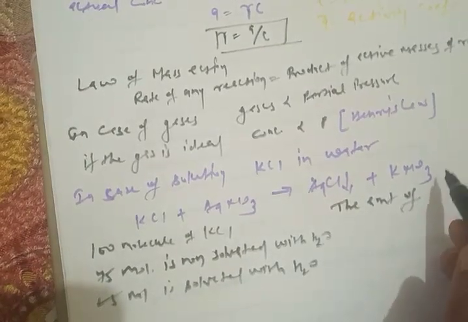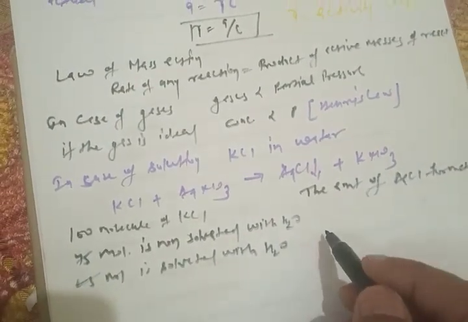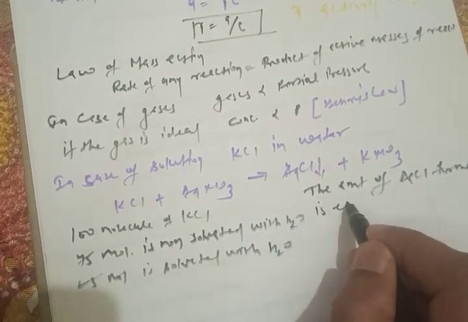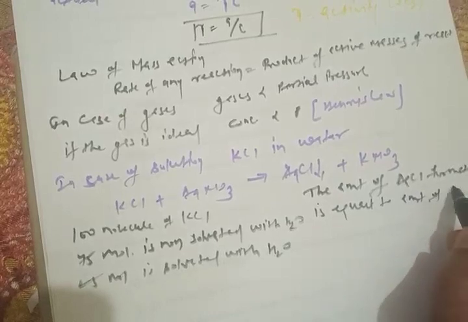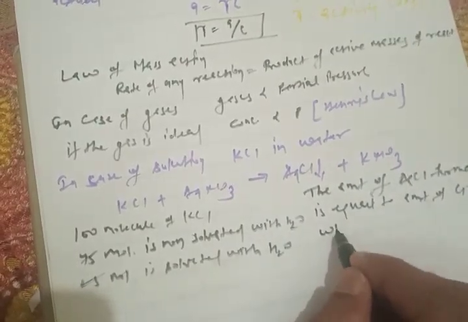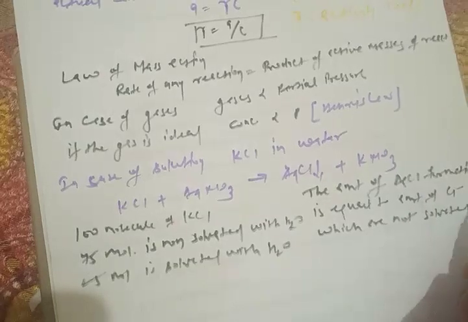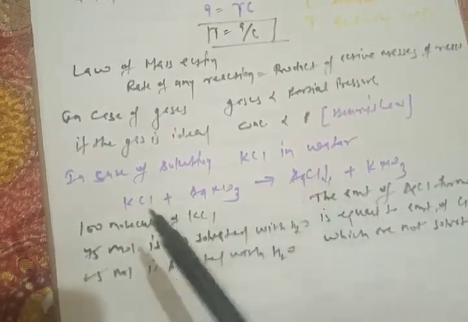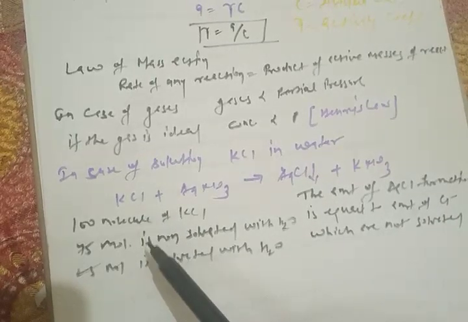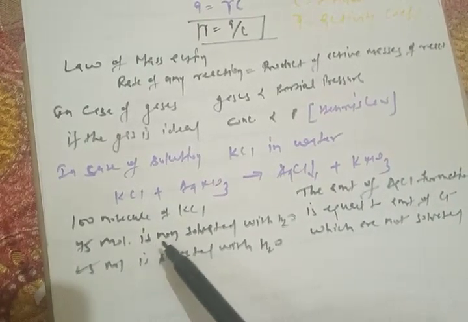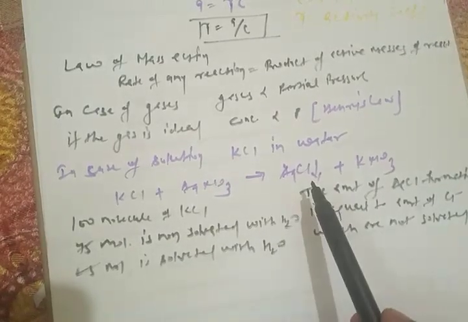So the amount of AgCl formation is equal to the amount of chloride ion which are non-solvated. Point to be noted, which are not solvated. So this is formed because this is not solvated. There are some molecules which are not solvated, and only the 75% will be able to combine with the Ag ion. That means only that much amount is capable of giving AgCl.